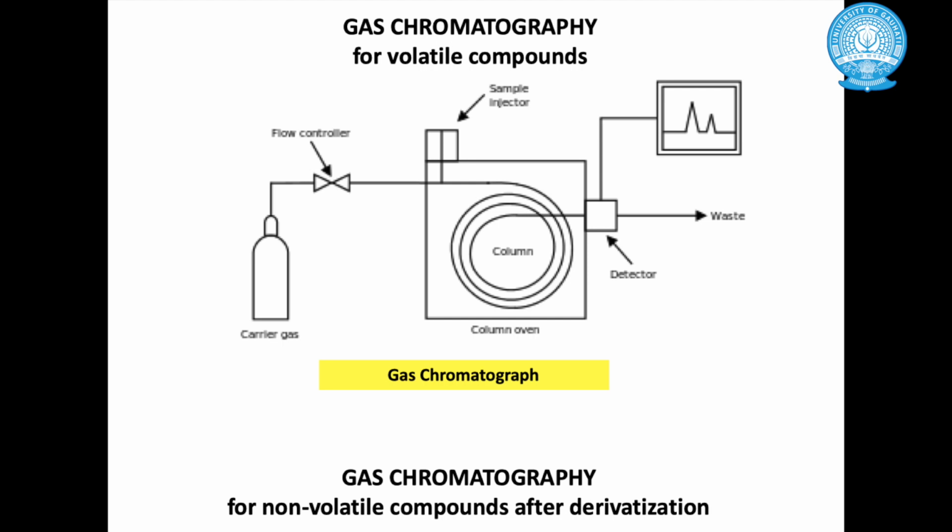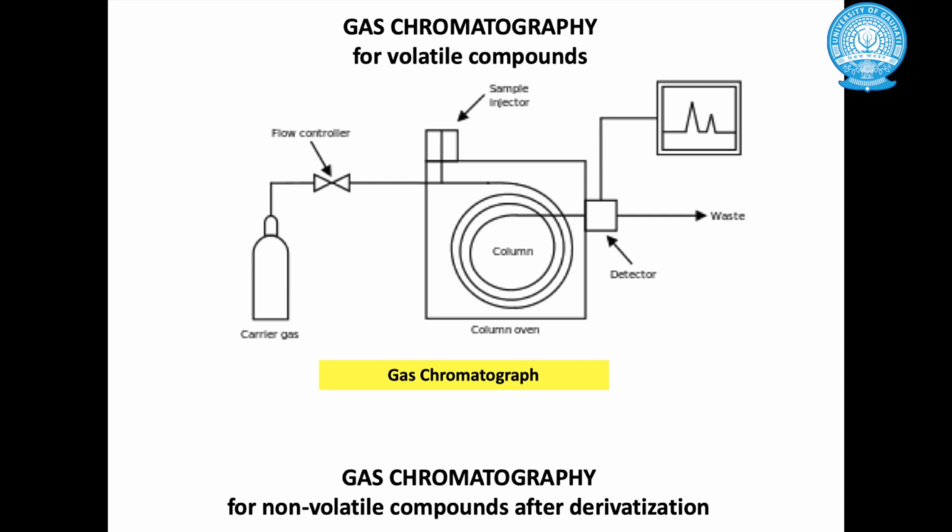When it comes out from the column, there is a spark which is induced by exposing the carrier gas to oxygen, and the spark is to ionize the compound which is coming out from the column, and those ions are detected by the detector. So the detector which is suitable for this type of gas chromatography technique is the flame ionization detector, that is FID. There are other detectors also.